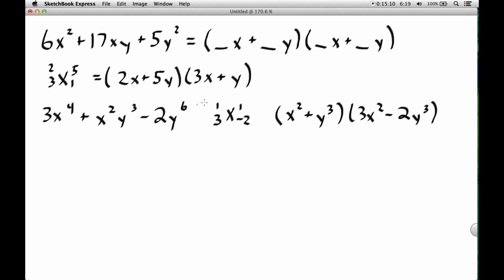Well, if the outer terms always work correctly, then the middle ones will be correct as well. So you really don't have to worry about checking your work. Actually, let's save that problem for last. Let's do this one next.